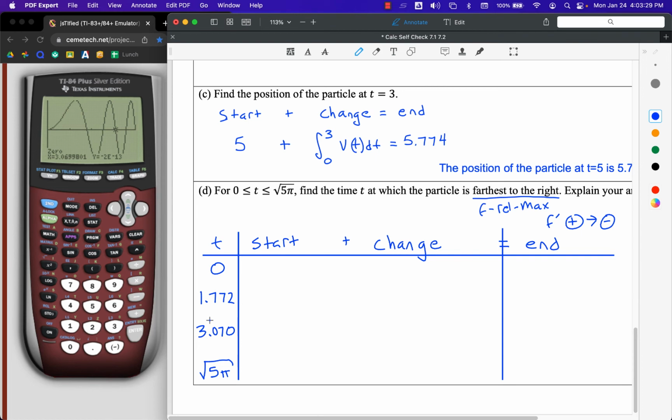All right, we have our potential candidates. It's not just the CVs, but we restricted it even further to only the maximums, not all the CVs. All right, what is the start position? Okay, we have it from right there. It's 5. So the start position is 5, 5, 5, 5. All right, it's all of them. And then the change is always going to be the integral.